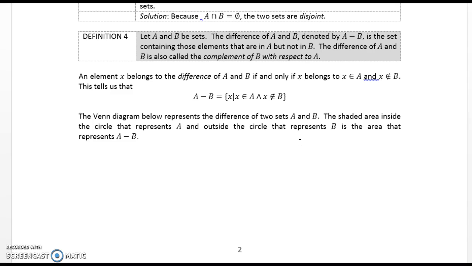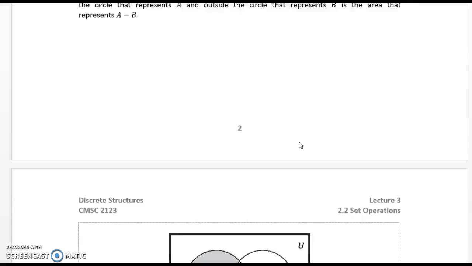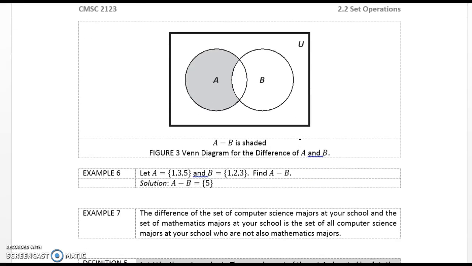A minus B is equal to the set of x where x is an element of A and x is not an element of B. The Venn diagram below represents the difference of the two sets A and B. The shaded area inside the circle that represents A and outside the circle that represents B is the area that represents the difference A minus B.